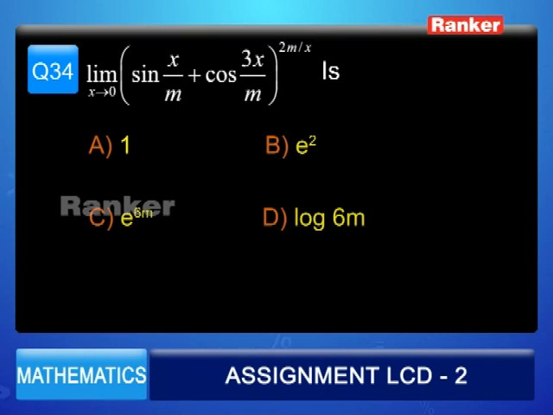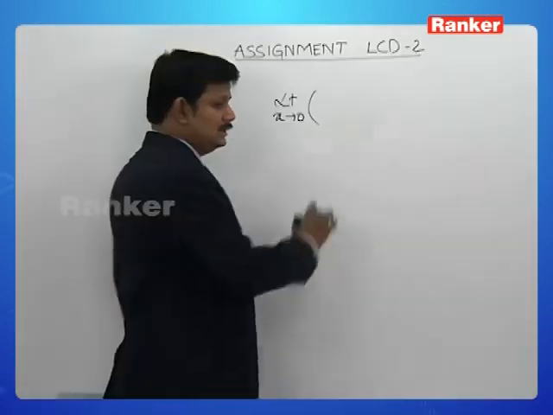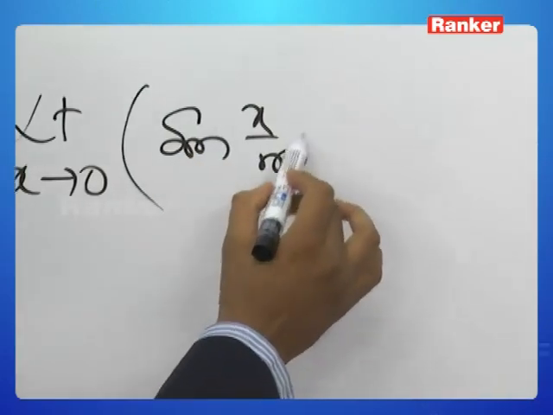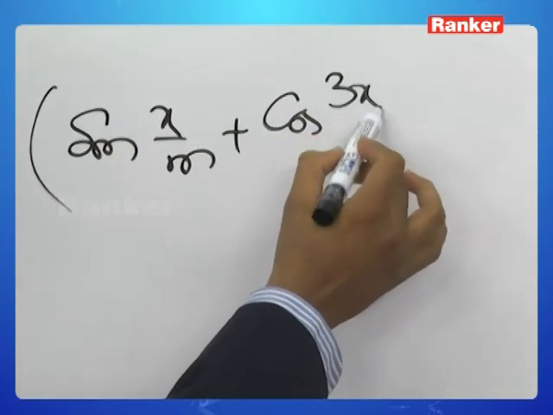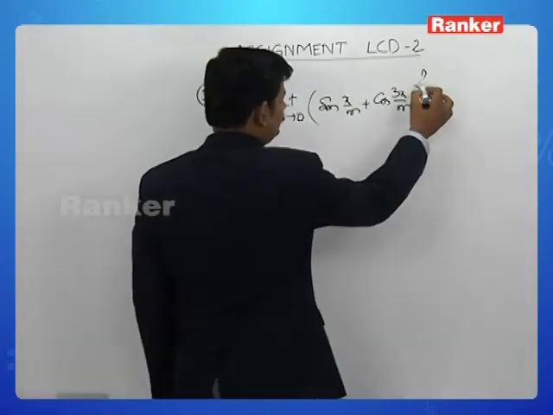Next question: the limit as x tends to 0 of sin of x by m plus cos of 3x by m, whole power 2m by x. We need to evaluate the limit as x tends to 0 of sin of x by m plus cos of 3x by m, whole power 2m by x.